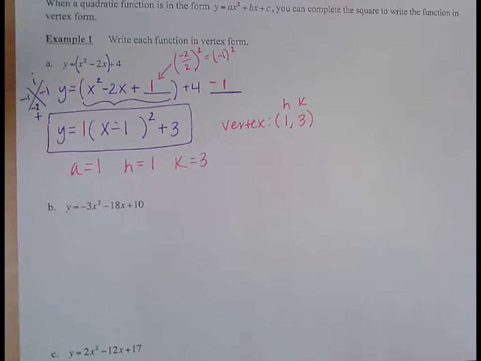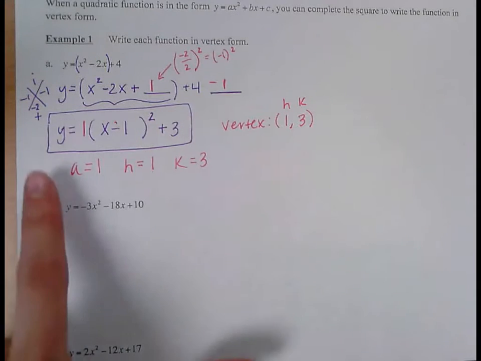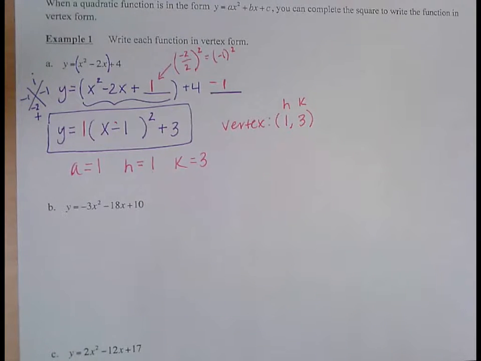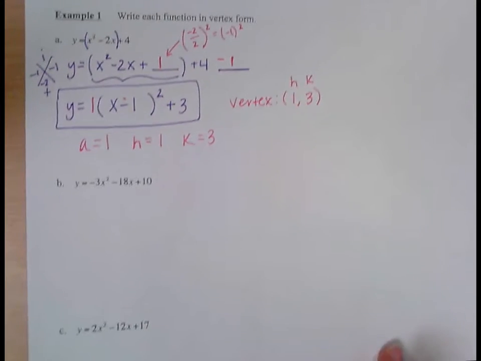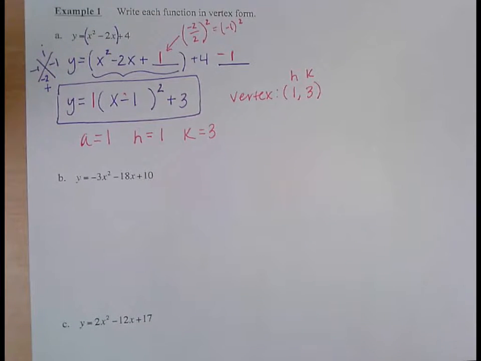So thinking ahead graphing-wise, if you had an equation in this form, you can find your vertex immediately, plot your vertex, and then you just need to find other points to graph. But your vertex you have right away. Okay, so we're also going to look at B together. So one more example together.